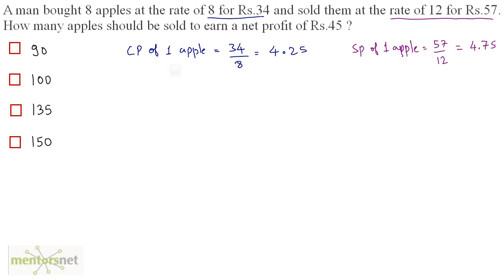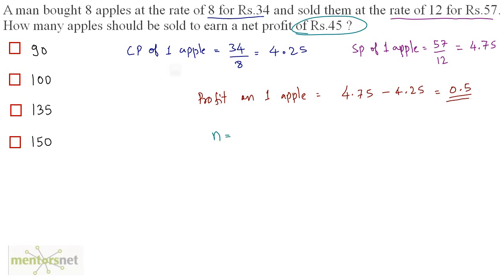We can find out the profit earned on a single apple. So profit on 1 apple is equal to the selling price of 1 apple minus the cost price of 1 apple. So 4.75 minus 4.25, and that is 0.5. So this person earns 0.5 rupees on each apple. Well, how many apples will have to be sold to earn a profit of 45?